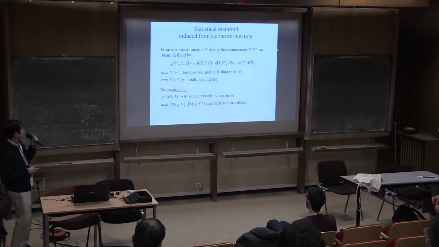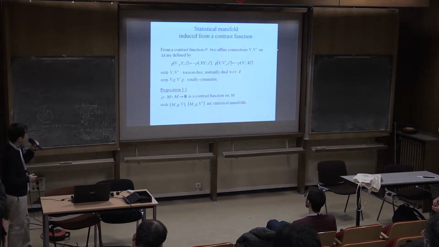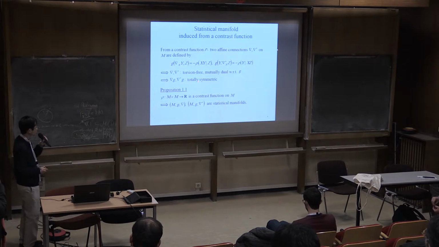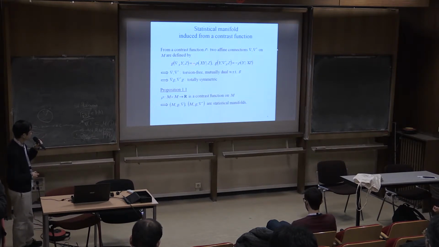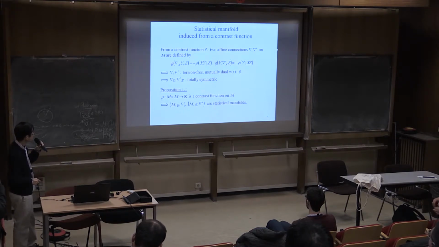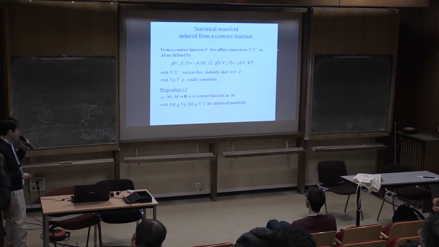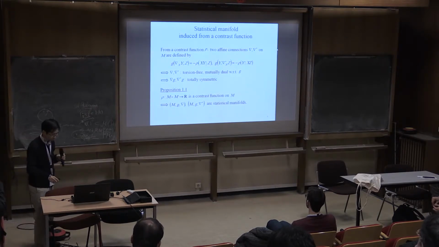Once we define the contrast function, then we obtain two torsion-free affine connections nabla and nabla star, which are mutually dual with respect to the Riemannian metric g by these relationships. Since these affine connections are torsion-free, these triplets are both statistical manifolds.